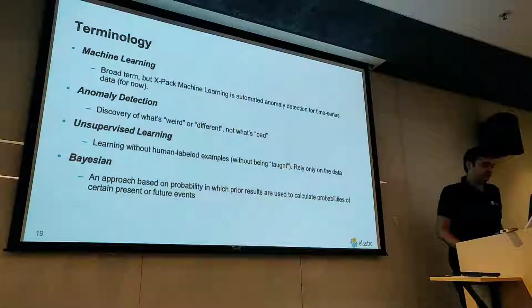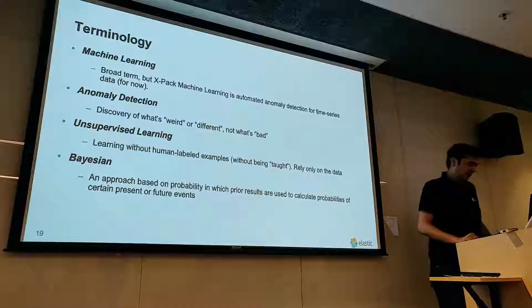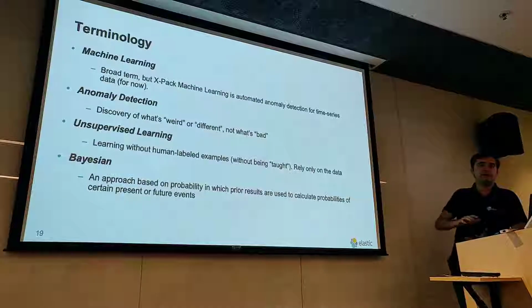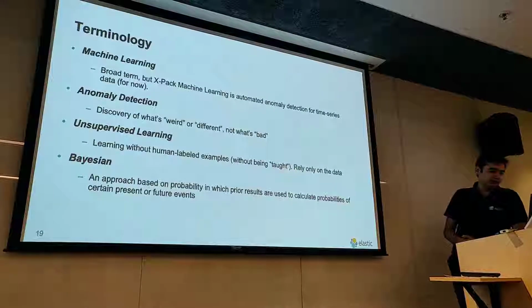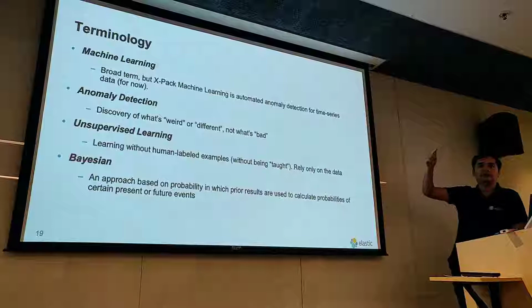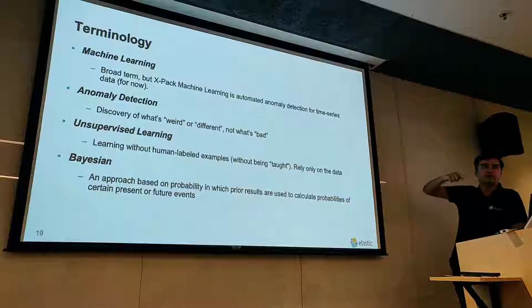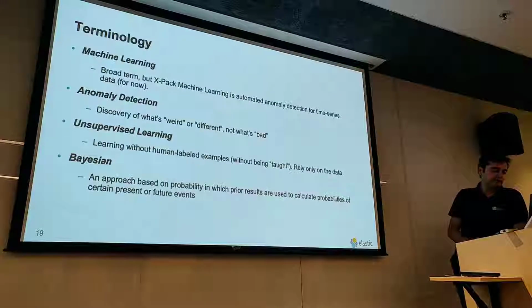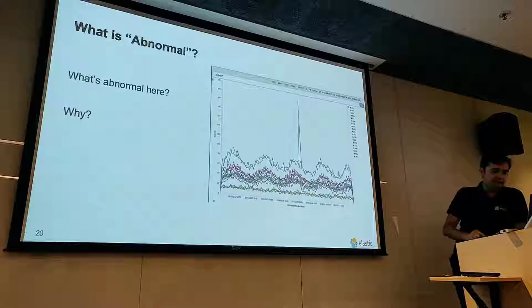What is anomaly detection? It's discovery of what's weird or different, or what is different from a particular set. And what is unsupervised learning? Learning without human labeled examples. You basically don't have to go and say that this learning is correct or this is wrong, or give different data sets. Everything is unsupervised. And then you have Bayesian as well, which works on probability. So I'll quickly run through an example.